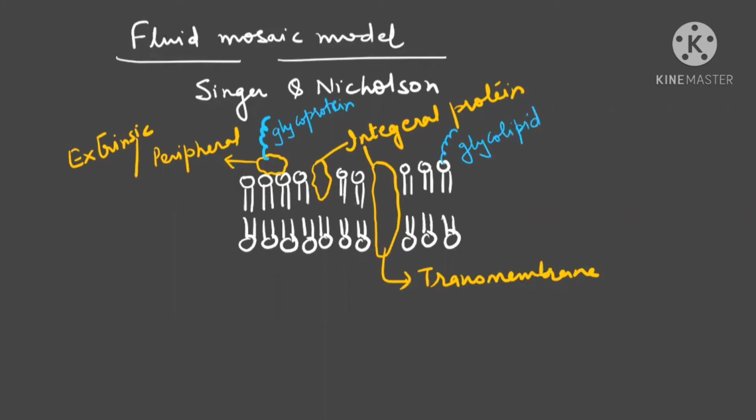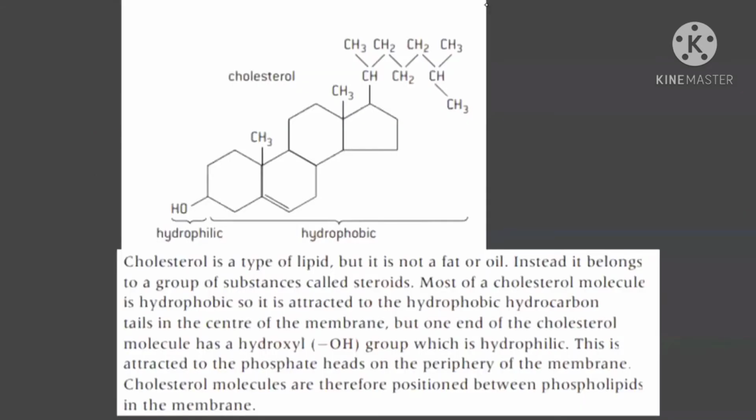Now, apart from the phospholipid, protein and oligosaccharide, the fourth component present in the cell membrane is cholesterol. So cholesterol is present here in this way. Before this, let me explain the structure of cholesterol so that you can understand. Now see beta, what is cholesterol? Try to focus. This is the diagram of cholesterol.